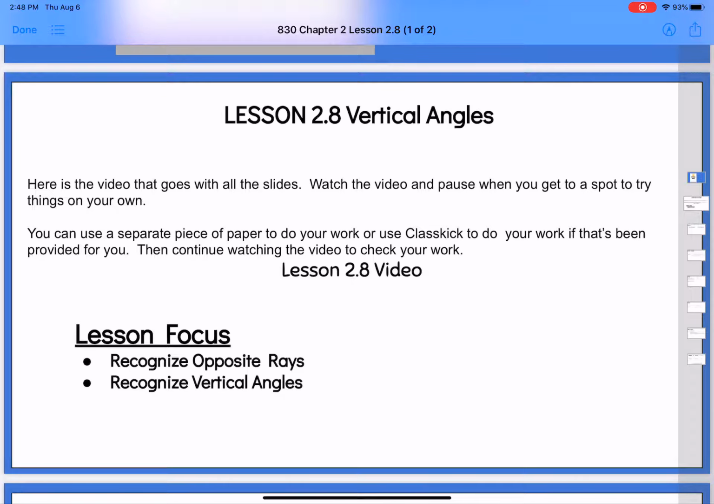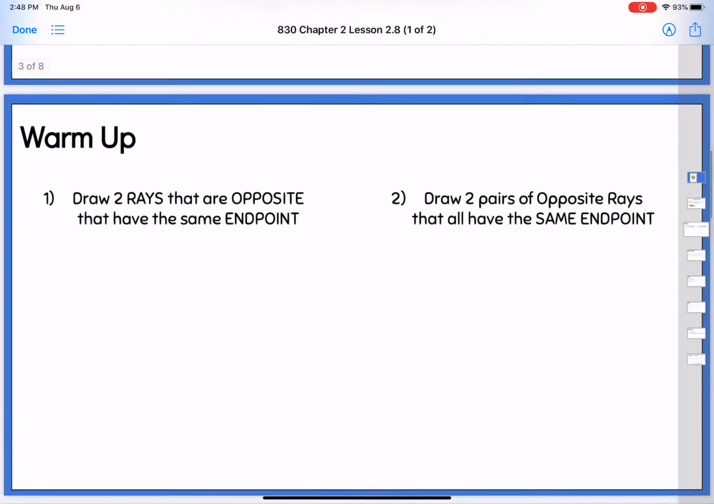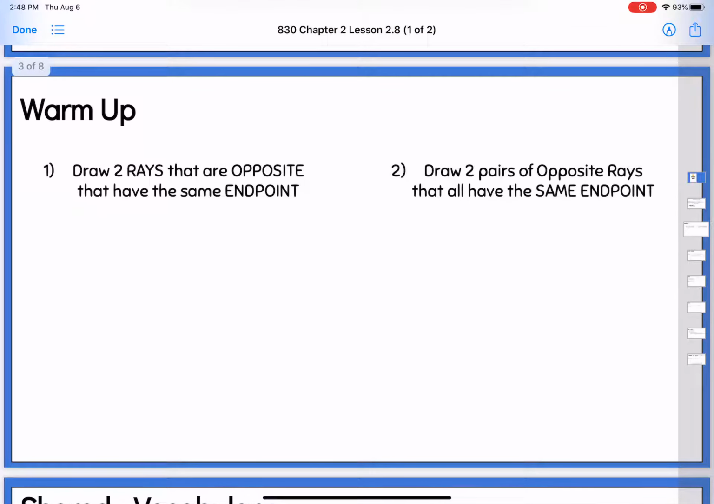But before we get to those vertical angles, we're going to talk about these things called opposite rays. And that's actually going to be our warm-up for today. So this might be vocabulary that we haven't actually talked about before, but hopefully using your logic and your process of thinking through some things, you could do these. Now, if you haven't done the warm-up yet, you probably want to pause your video and take a shot at them.